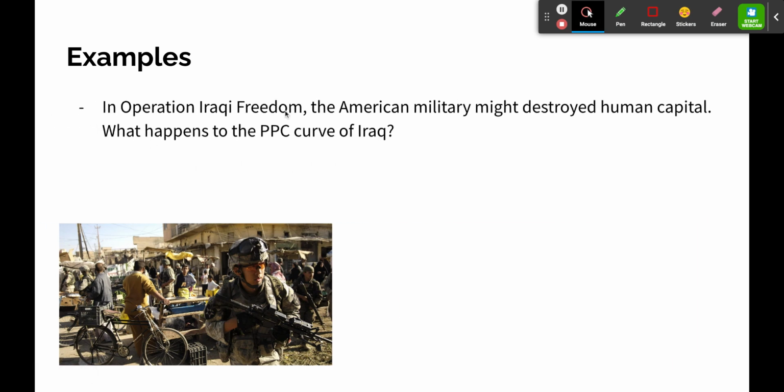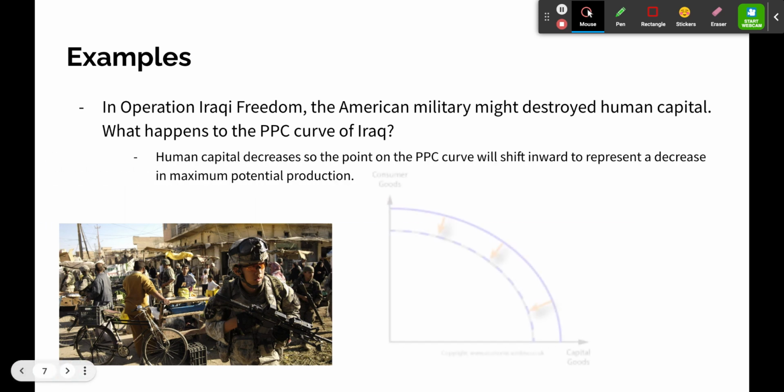Here, in Operation Iraqi Freedom, the American military might destroy human capital. What happens to the PPC curve of Iraq? Again, if human capital decreases, what happens? Your overall resources decrease. Your economy can no longer produce at the same capacity it could at maximum capacity. So therefore, your actual PPC curve would shift inwards, as seen in this graph.